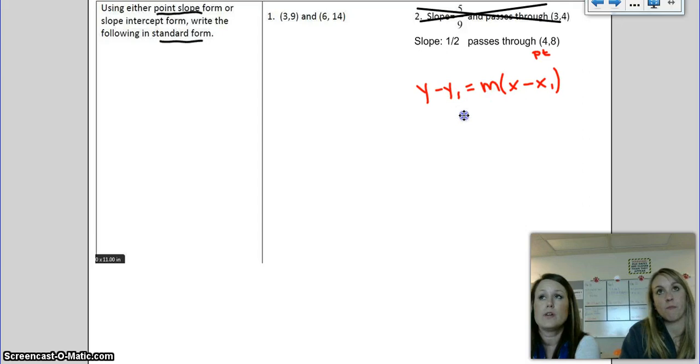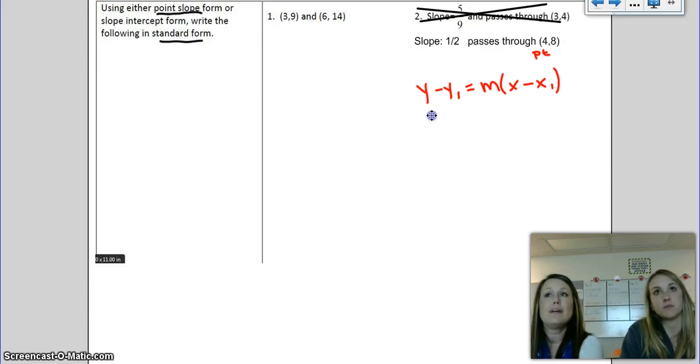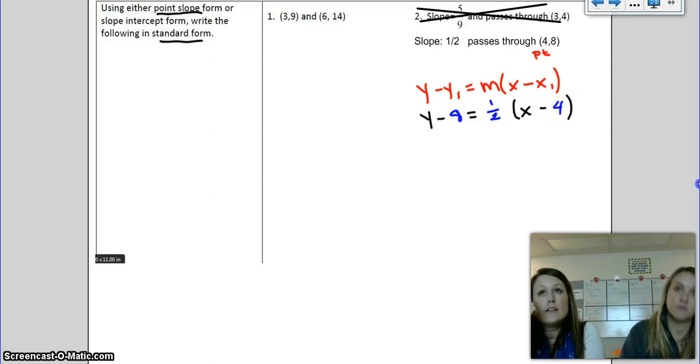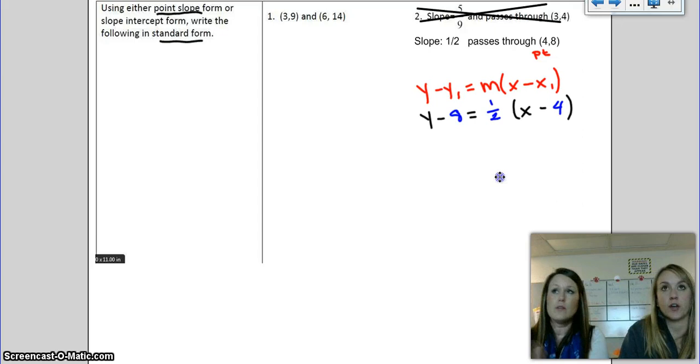Okay, so we're going to plop this stuff in. When it says passes through 4, 8, that's my point. Means the line's going right through there. So y minus 8, because that's the y value. And then my slope is a half, so put that in where m is. And then x minus 4. Okay, so I think it's easier to go to slope intercept form from here, and then go to standard. So we'll just do it all.